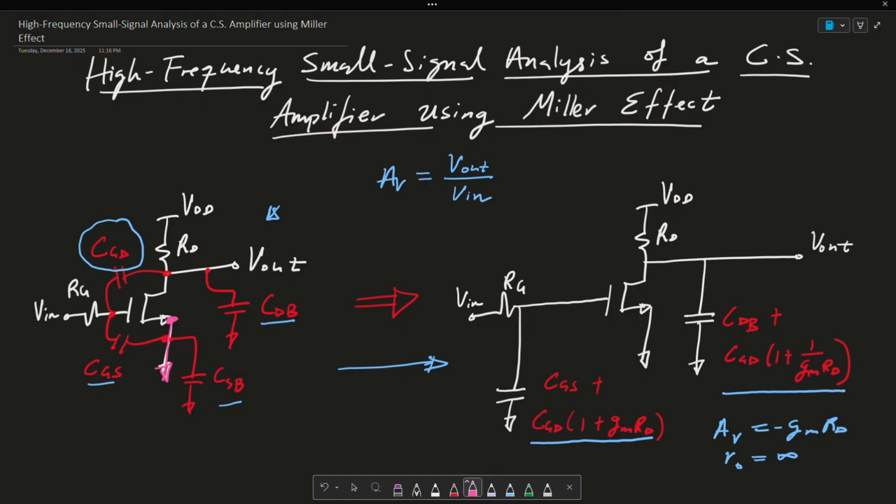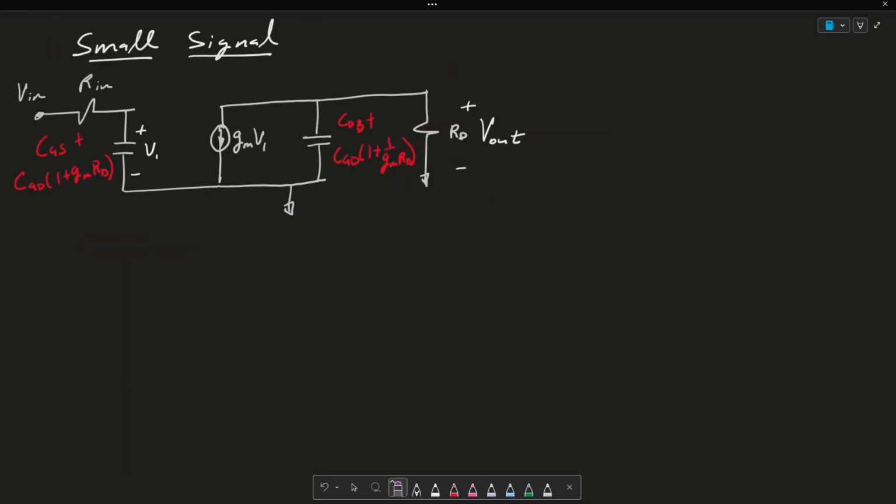Okay, so let's go ahead and draw the small signal model of this common source amplifier and analyze it considering Miller's effect. Okay, so given the small signal analysis here, let's go ahead and analyze the circuit. And what I'm going to do first is I'm going to consider this here as C1. And this here, I'm going to consider as C2. So let me go ahead and write that to the right-hand side and clean this up.